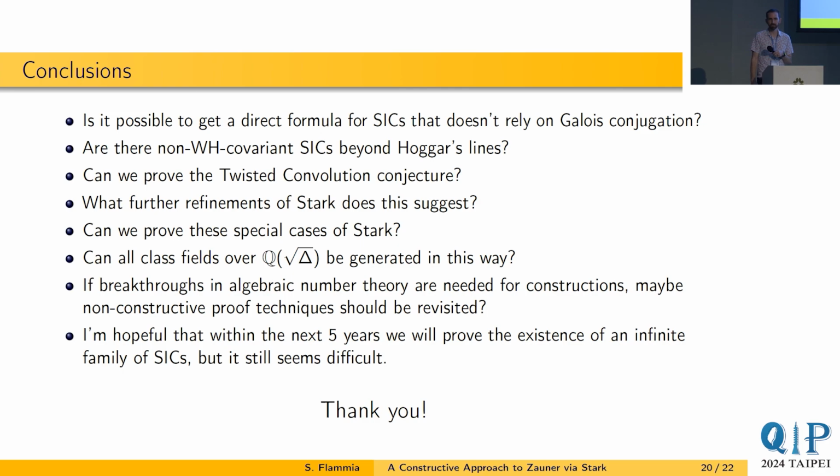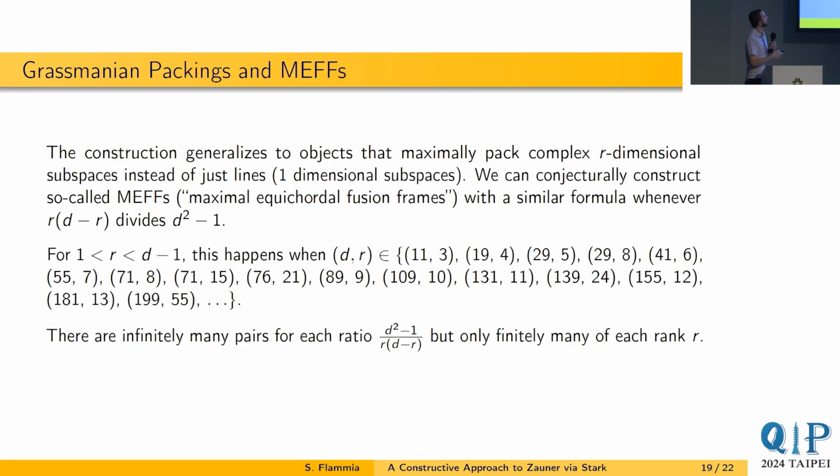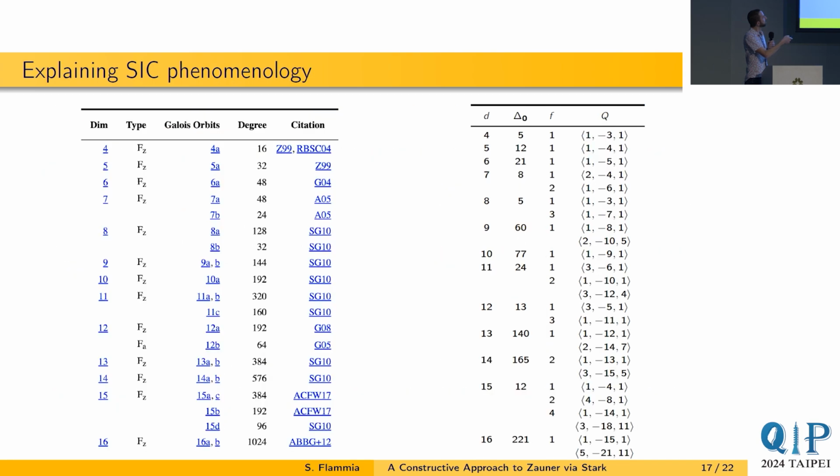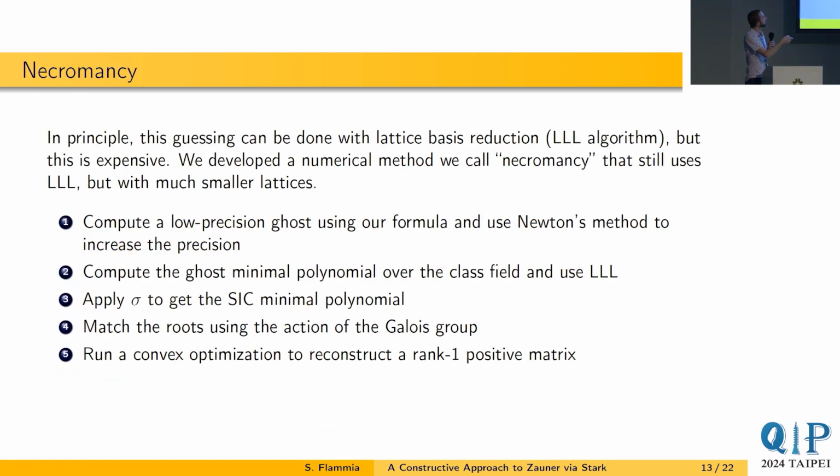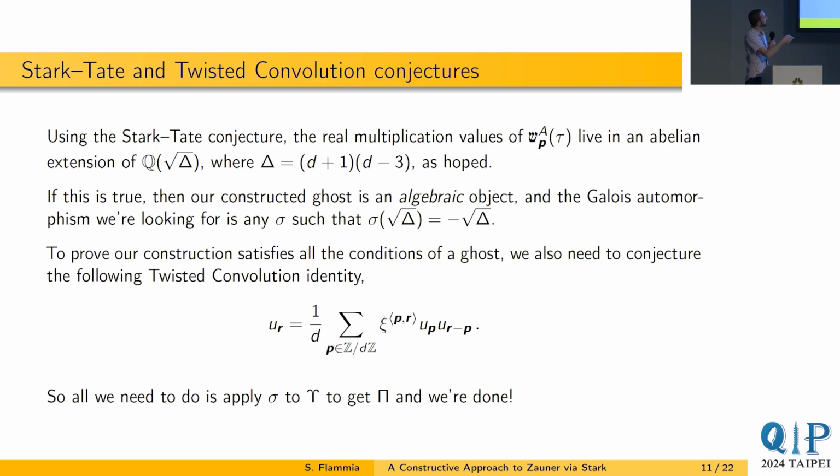Any other questions? Oh, yeah, there's one. Could you show us that twisted convolution conjecture again? Yeah, so these things are the units that we construct from this formula that I didn't give. And then this is a root of unity, and this is a symplectic inner product.